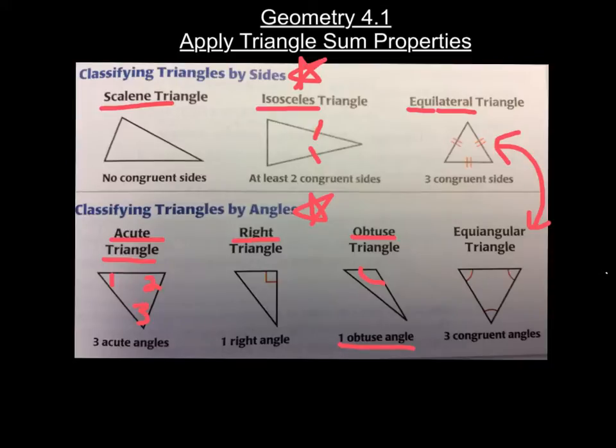Equiangular means that all the angles are equal. Again, that also goes back to the equilateral. Equiangular means all the angles are equal. Equilateral means all the sides are equal. And if a triangle is one of those, it must also be the other.